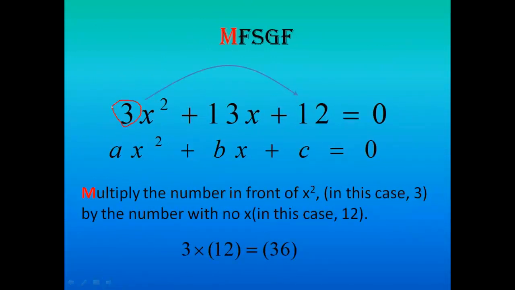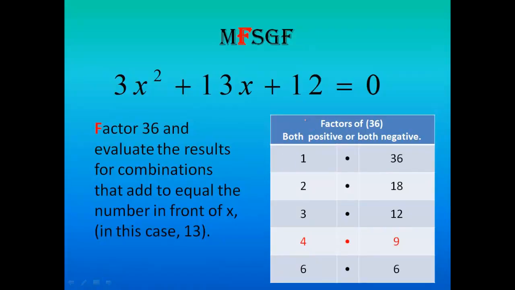This is our A term. This is our C term. Sometimes you may hear this called the A and C method. So I multiply that 3 times 12 to give me a 36. And that 36, I want to find the factors of that 36.